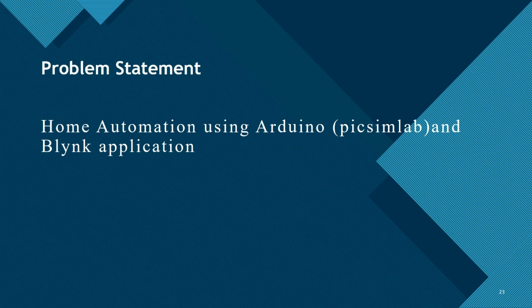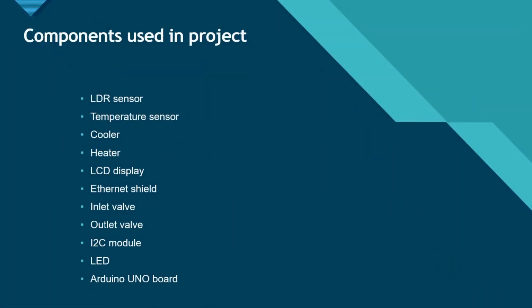This is the problem statement of our project, which is home automation using Arduino and Blynk application. Components used in the project are LDR sensor, temperature sensor, cooler, heater, LCD display, Ethernet shield, inlet valve, I2C module, outlet valve, Arduino Uno, and LED.